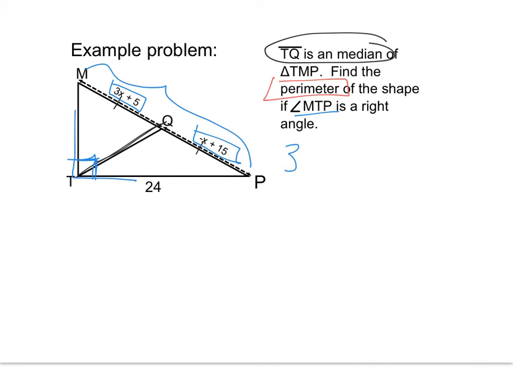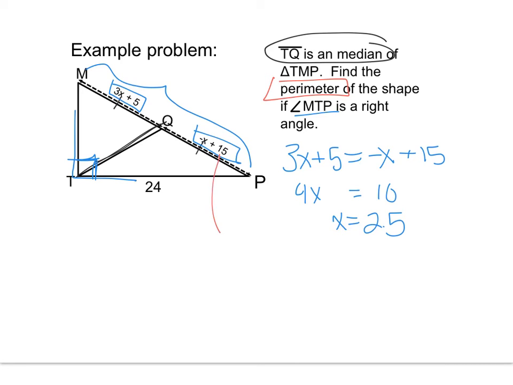So I'm going to say 3x plus 5 equals negative x plus 15. And now I can solve for x. So I'm going to add x to both sides. I get 4x. Subtract 5 from both sides. 4x equals 10. Divide by 4. I'm going to get x equals 2.5. Not the prettiest number, but I can plug that back in. So I'm going to plug it back into, I don't know, this guy, let's say. So when I plug that in, I get negative 2.5 plus 15. And that's going to give me 12.5.